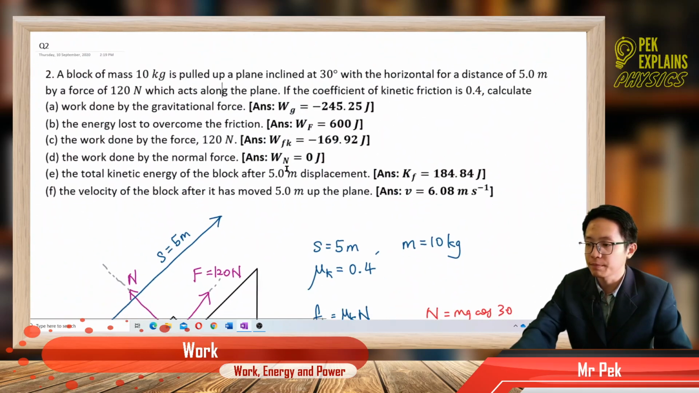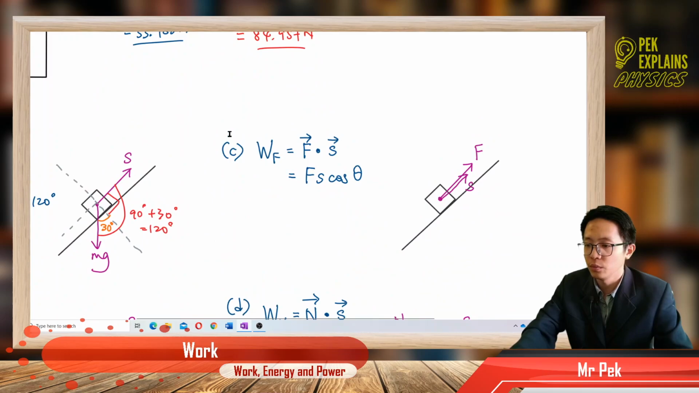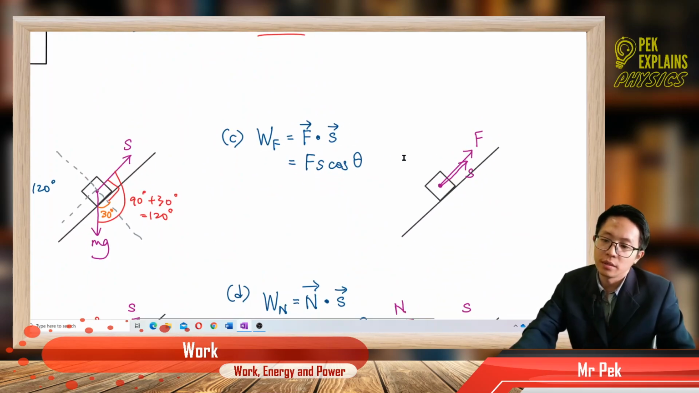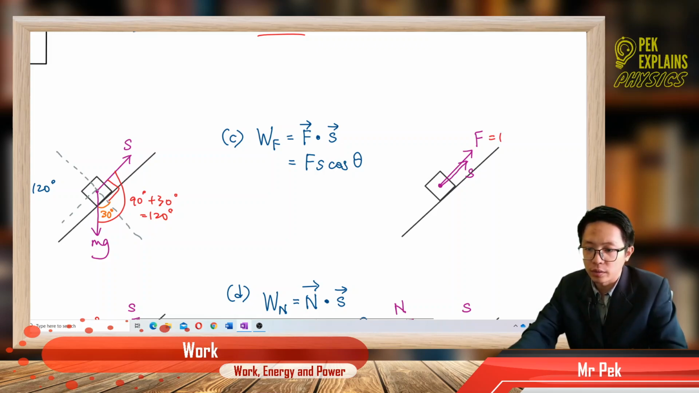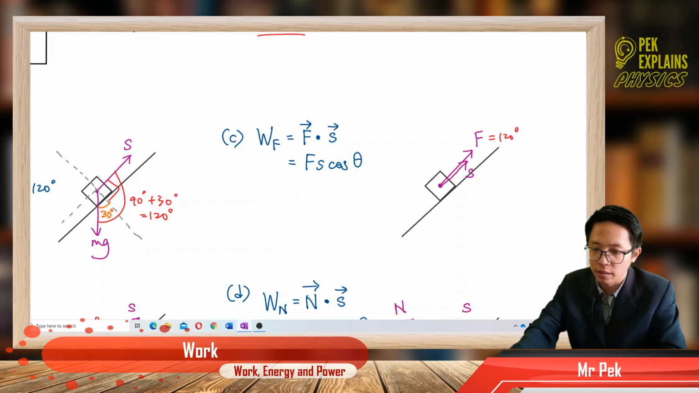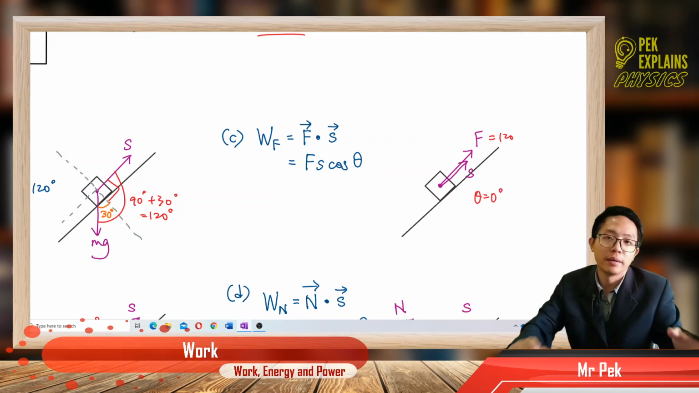Now, next part is what is the work done by the force 120 Newton. So we draw the force, work done by external force, 120 Newton. This force is parallel to displacement. So what can we say about the angle theta? The angle theta is 0 degree because they are in the same direction.